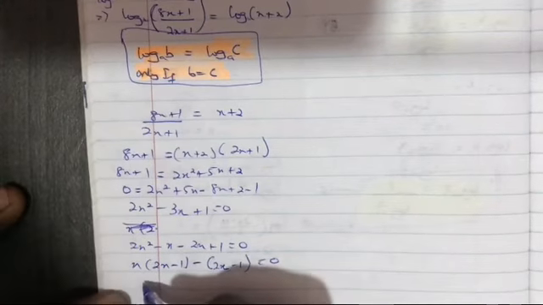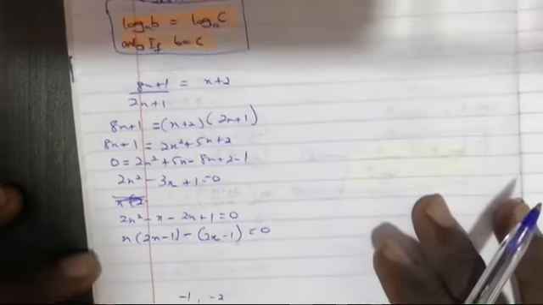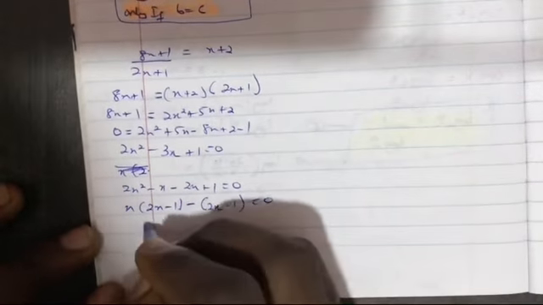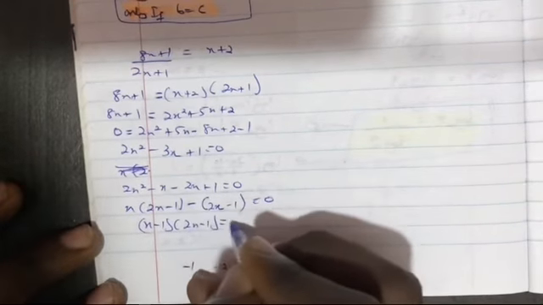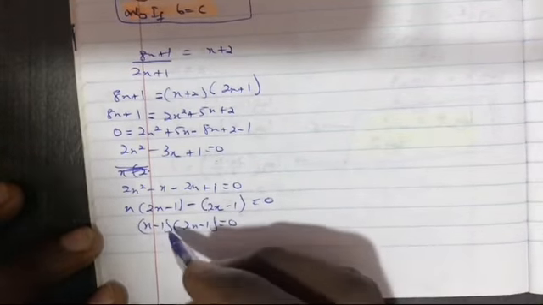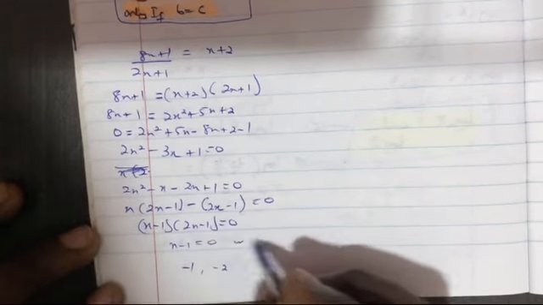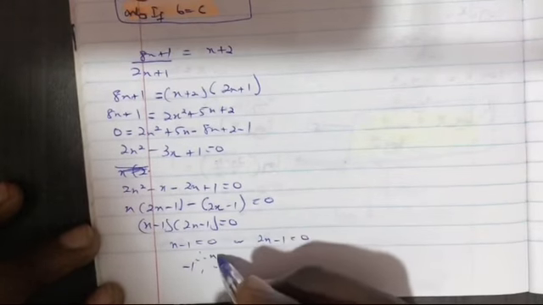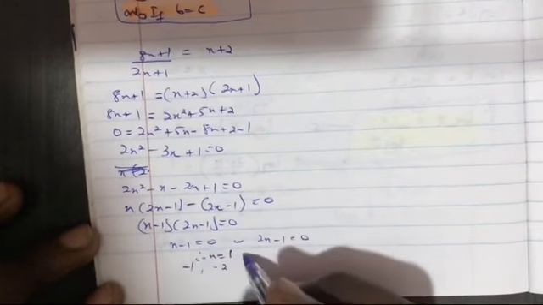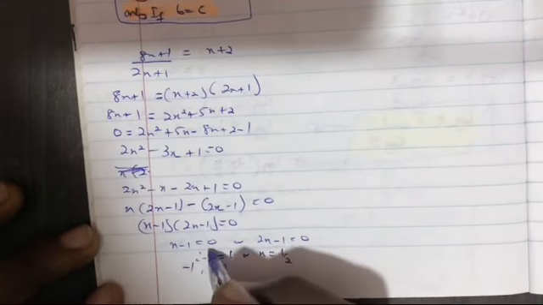So it's either, okay, let's continue. We are going to have x minus 1 multiplying 2x minus 1, and we're getting 0. So x minus 1 is equal to 0, or 2x minus 1 is equal to 0. So therefore x is equal to 1, or x is equal to half. So that's our final answer.